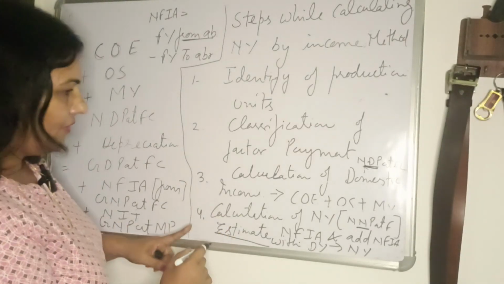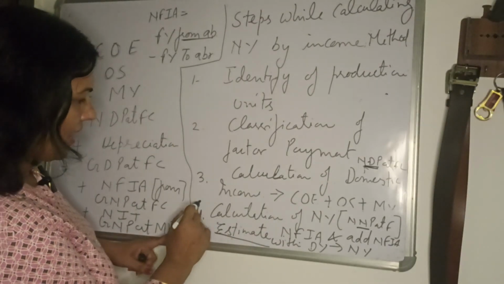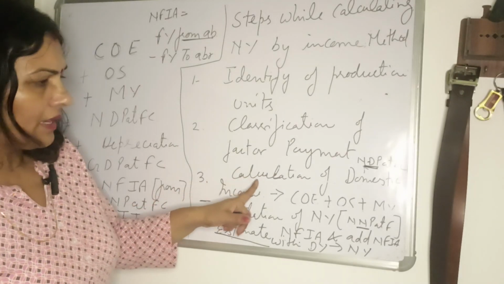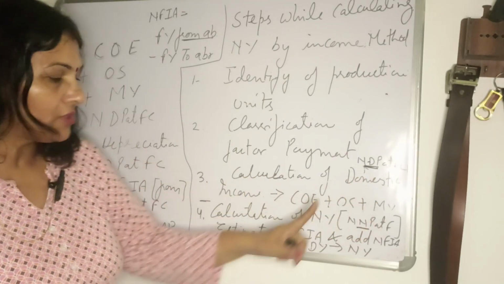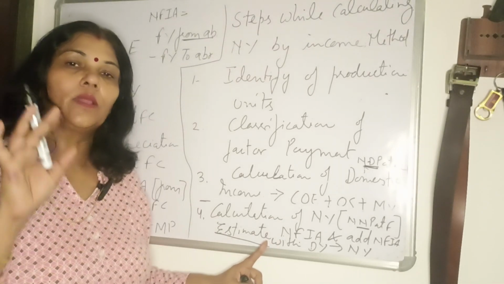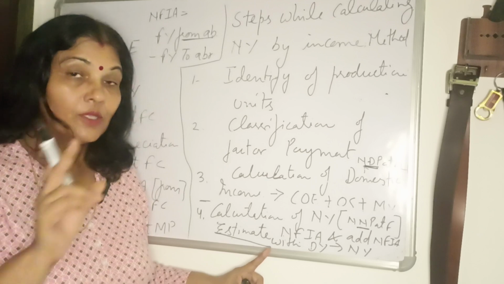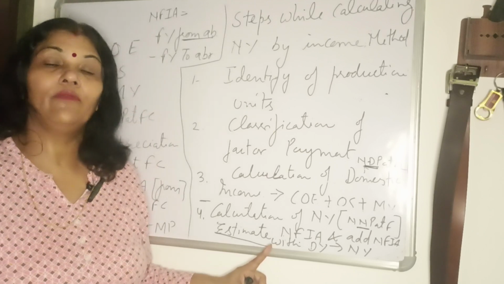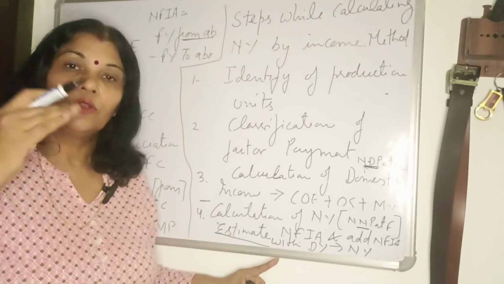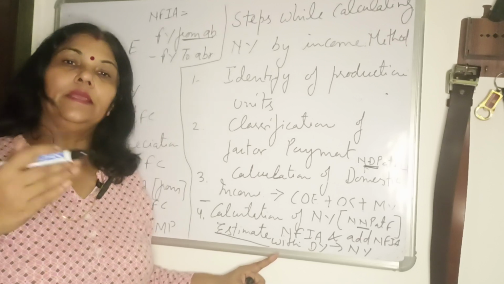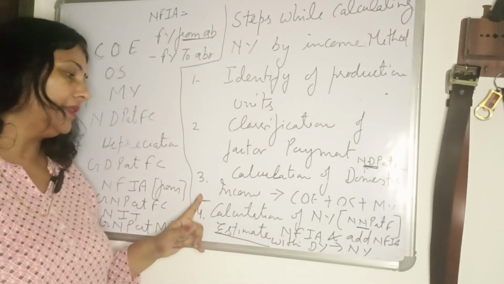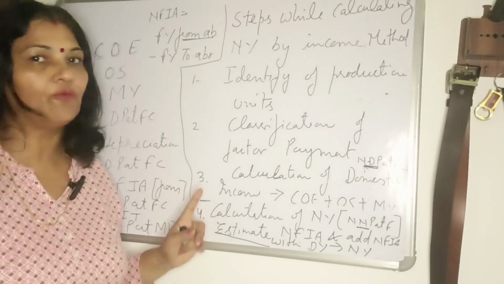So if in the examination it comes that discuss the steps to calculate domestic income by income method, your answer will end only after the third step, where we do the calculation of domestic income. You are not supposed to add a fourth step, which is only to calculate national income. So read the question carefully, whether it is asking for the steps of calculating domestic income or national income. For national income, all four steps; for domestic income, write till the third point.